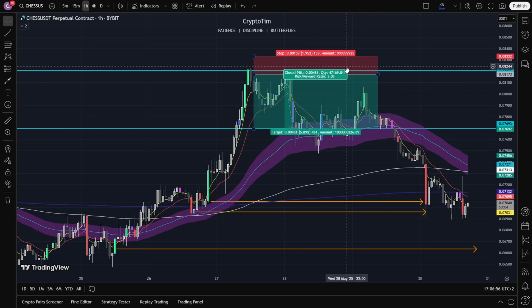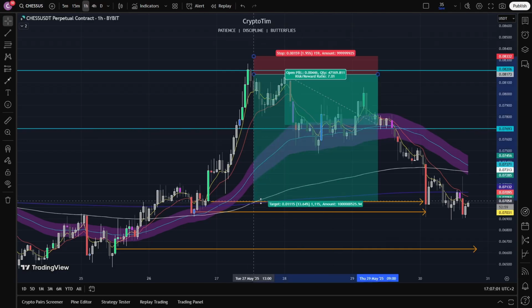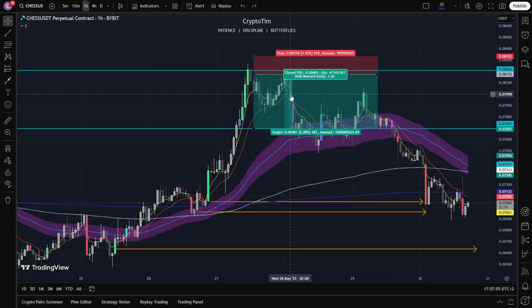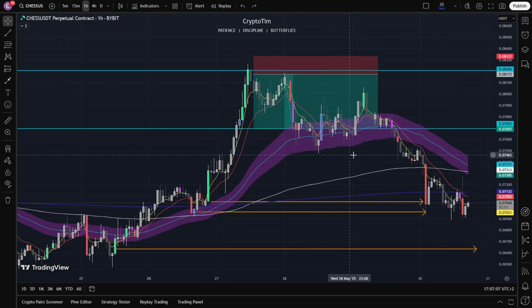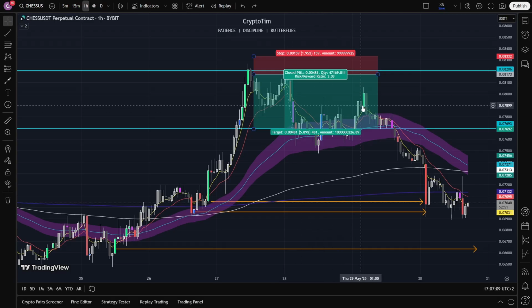You can't be greedy, got to stick to your plan. Yes, you could say we target this one and you would have a nice 7R trade, but that was not the plan to go into this. We had our quick trading setup of a 3R. We got in, we got out, we got our profits, and that's what trading is all about.